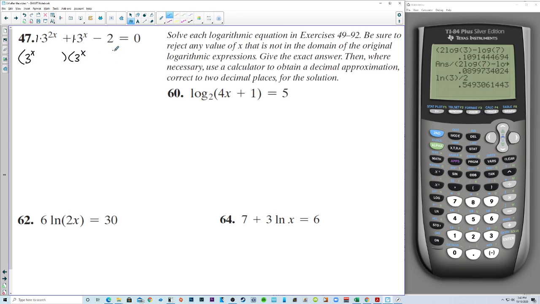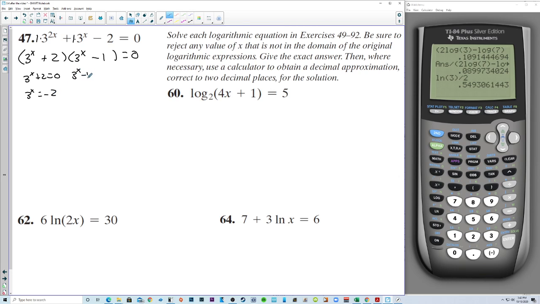3 to the x equals 0. So that's splitting up 3 to the 2x, and then we'd have a plus 2 and a minus 1, and that would get us a plus 1 in the middle. Well, 3 to the x plus 2 is equal to 0. 3 to the x is equal to negative 2. Can't happen. Can't raise 3 to a number and get negative 2.